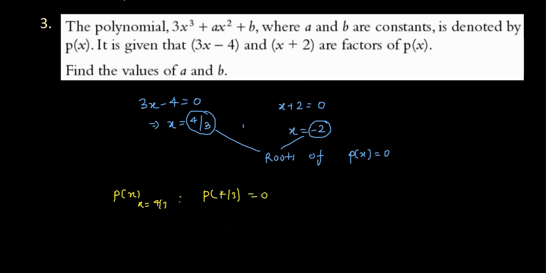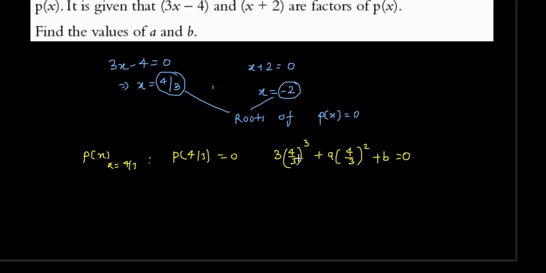Because 4 by 3 is one solution. 3x minus 4 is one factor, so 4 by 3 will be the solution of this equation. So this p(4/3) must be equal to 0. Okay, so this is 3 into (4/3) cube plus a times (4/3) square plus b. This must be equal to 0. Let us simplify this.